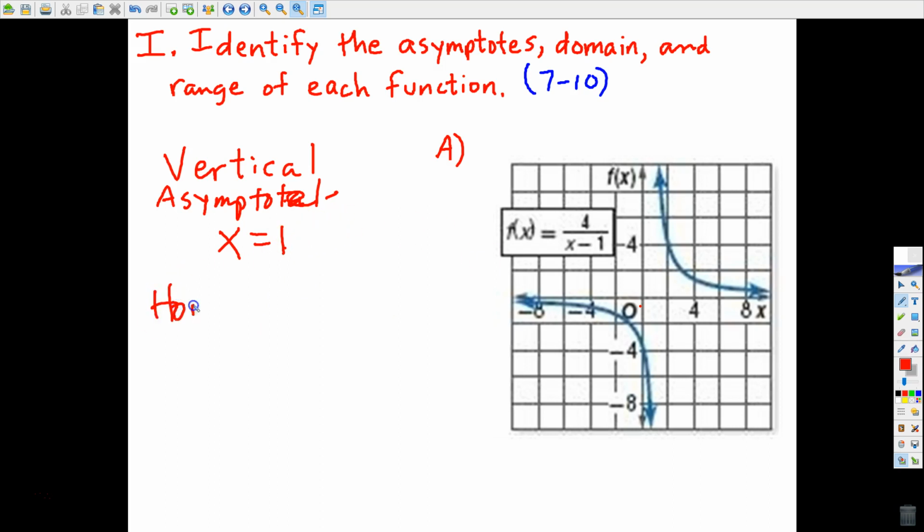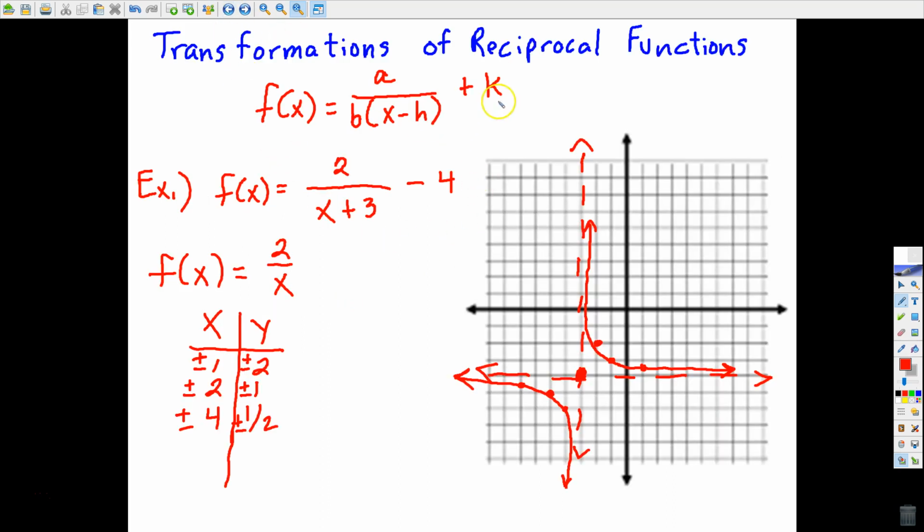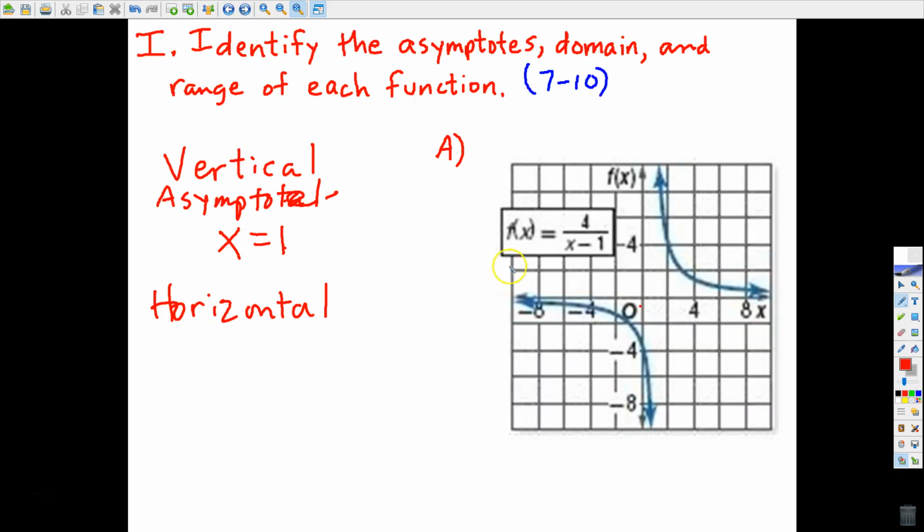Now let's take a look at the horizontal asymptote, and you can always know what that is by anything that's added or subtracted outside or to the right of the fraction. Just like this number k will tell you what the horizontal asymptote is. Well, there is nothing. If you look in the square where the function is written, there is no number being added or subtracted to the function, so the horizontal asymptote is still the x-axis. Or in equation form, we would say y equals 0.